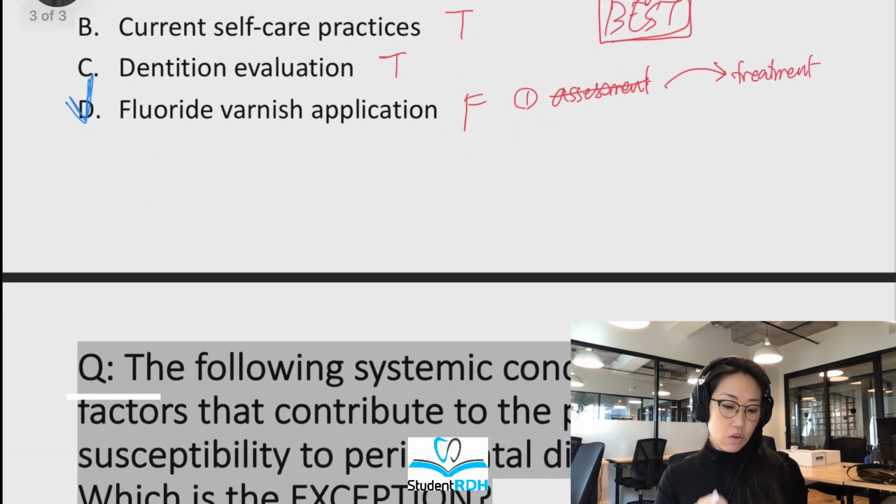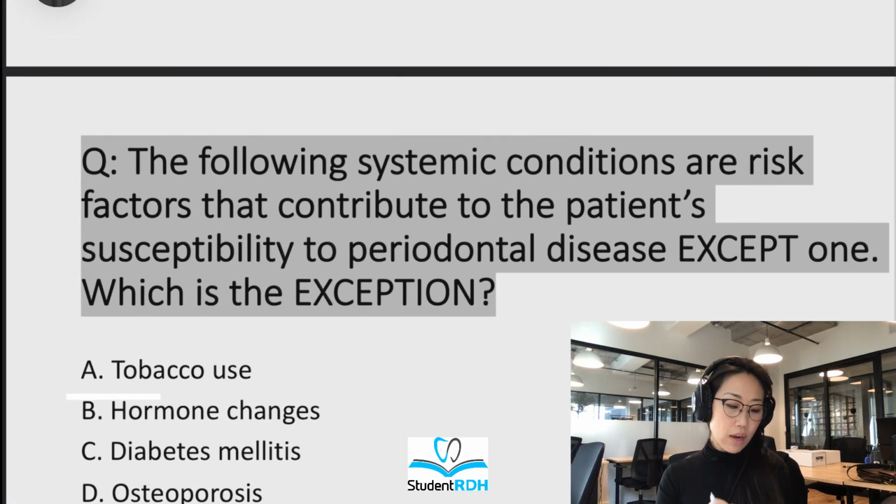One more example for you guys. Here I said: the following systemic conditions are risk factors that contribute to the patient's susceptibility to periodontal disease, except one. Which one is the exception? Again, when you have except, don't panic. Think about the statement: the following systemic conditions are risk factors that contribute to the patient's susceptibility to periodontal disease. So we're looking at risk factors related to periodontal disease. We can rephrase it: there are risk factors that contribute to periodontal disease. And then you're trying to think, okay, there are three true statements and one false statement.